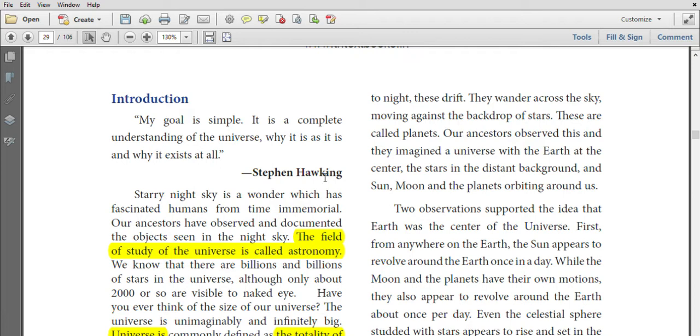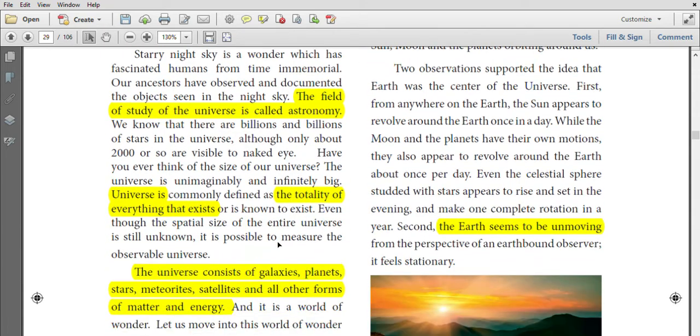Stephen Hawking said that his goal is a complete understanding of the universe. What is astronomy? The field of study of the universe is called astronomy. What is universe? The totality of everything that exists in space is called the universe.